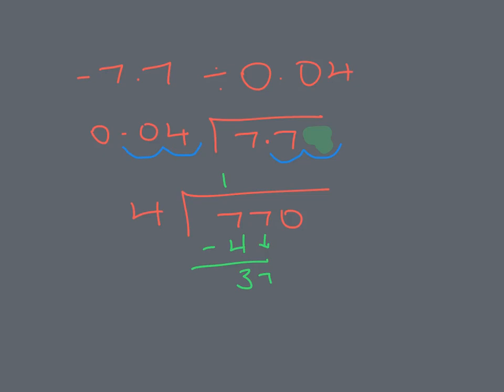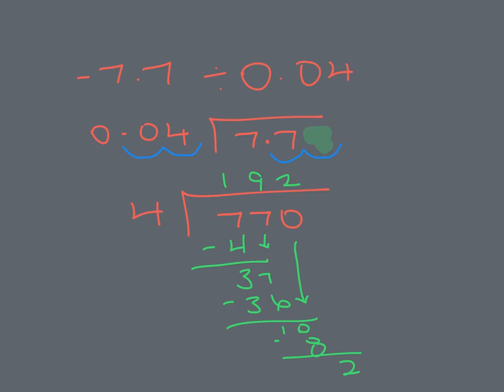4 goes into 37 9 times, and 9 times 4 gives me 36, which leaves me with 1. I'm going to bring down the 0. 4 goes into 10 2 times. That gives me 8, and I have 2 left over.